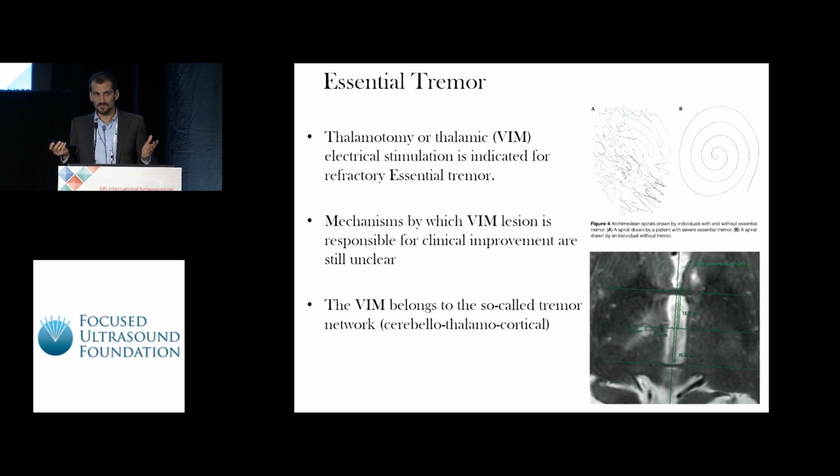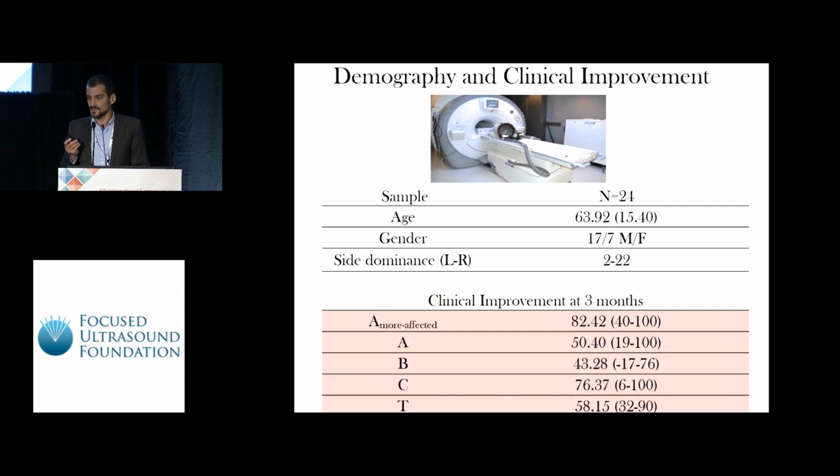Well, it has already been told, VIM lesion or VIM DBS improve medically refractory essential tremor. The mechanism by which it occurs is not clear, but it could be related to the impact on the so-called tremor network, which involves the cerebello-thalamo-cortical pathway.